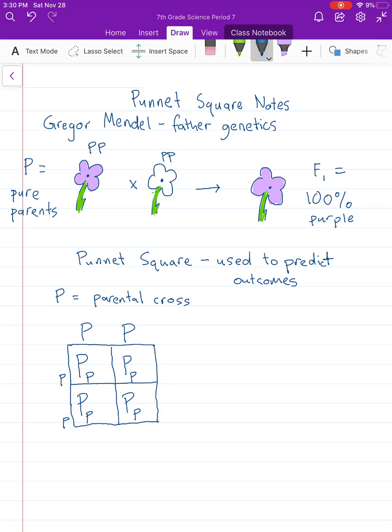And we get, notice in all four boxes we have the same genotype, okay? And let's go ahead and talk about this right now. These two letters, and again, it doesn't matter if you put the purple on the top or the white on the top, those two letters represent a genotype. Each individual letter represents an allele.